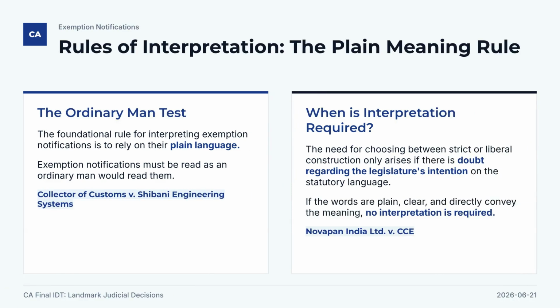The starting point for interpreting any exemption notification is the plain meaning rule. The Supreme Court has repeatedly stated that notifications should be read in the same way an ordinary person would read them. In the Shibani Engineering case, the court emphasized that straightforward language should be understood according to its natural meaning. Similarly, the Nova Pan judgment clarified that interpretation becomes necessary only when there is genuine ambiguity regarding legislative intent. If the words are clear and unambiguous, there is no need for strict or liberal interpretation. Simply apply the notification exactly as it is written.